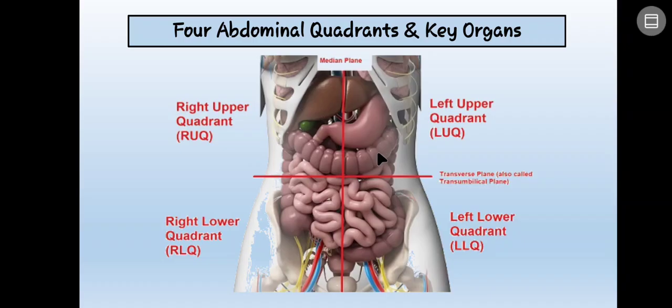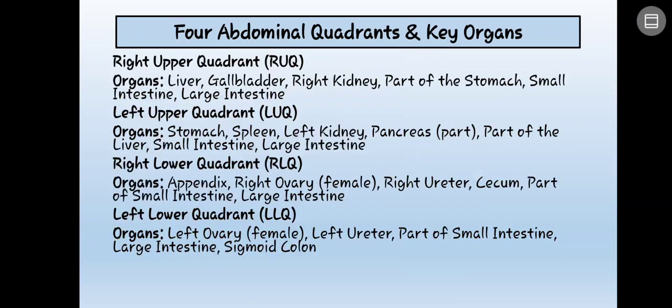So the quadrants are four. Two of them are up and two of them are down. The ones that are up are the upper quadrants, depending on the position, right upper quadrant or left upper quadrant. If you come down, the right lower quadrant and then the left lower quadrant. Now, this division is very important in helping us to identify the location of these abdominal organs. So in exams or in practice, sometimes you may be required to identify certain organs within certain quadrants.